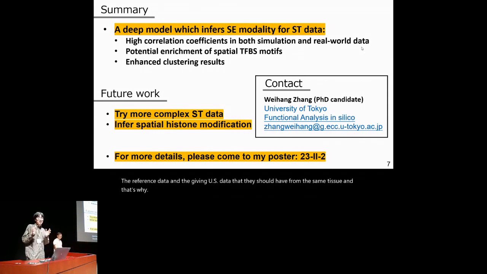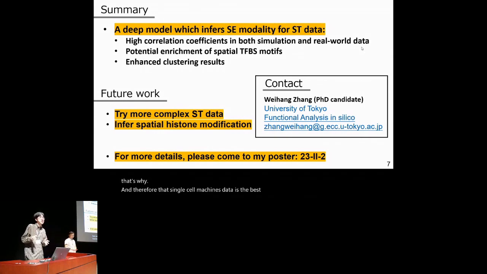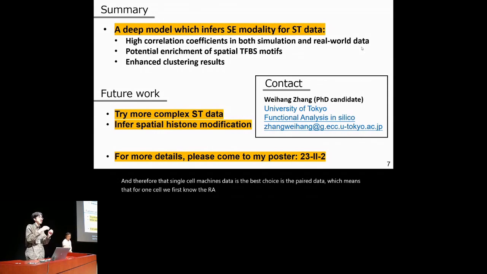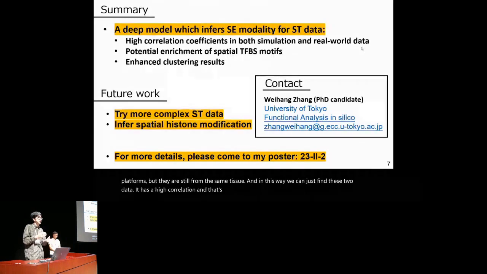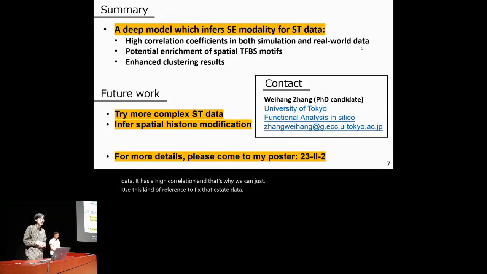And for that single cell multi-omics data, the best choice is the paired data, which means that for one cell, we know both the RNA and, for example, the ATAC or some other things. And this ST data and this single cell multi-omics data are just sampled from maybe different platforms, but they are still from the same tissue. In this way, we can find these two data have a high correlation, and that's why we can use this kind of reference to fix that ST data. Thank you for your question.